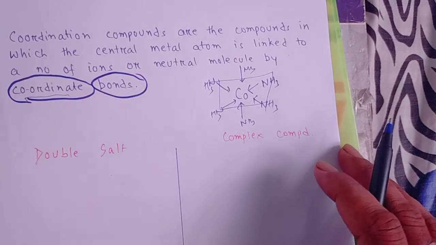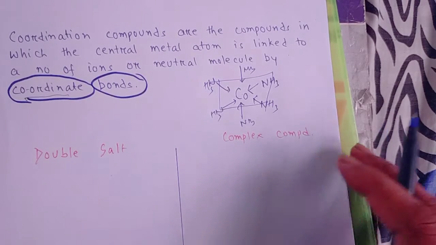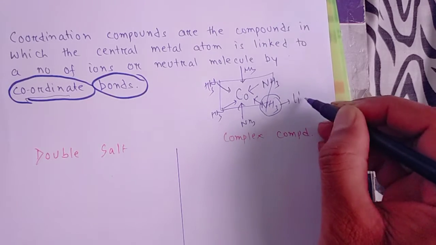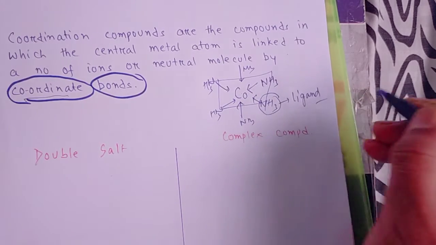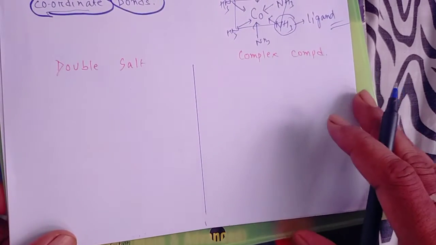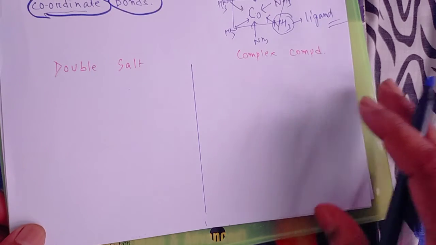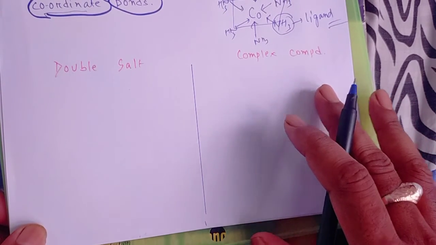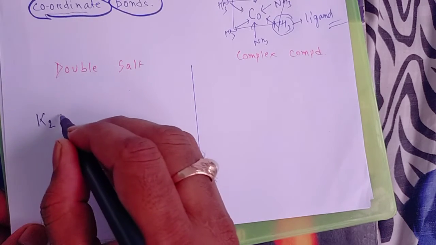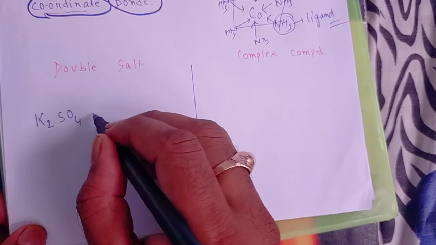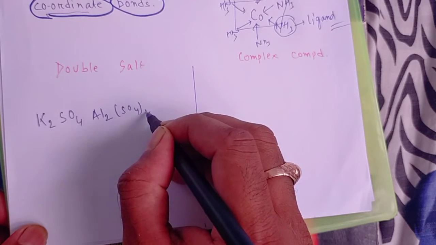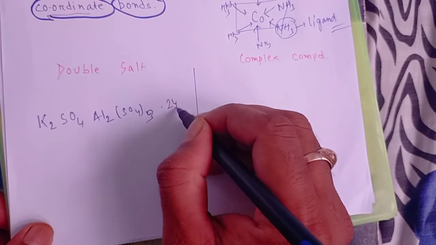Now this is where coordination chemistry starts, where these are actually called ligands. So about ligands we have to read. First of all, we are taking the knowledge of double salt and then complex compound. Now if I have this formula, potassium sulfate, aluminum sulfate dot 24 water.